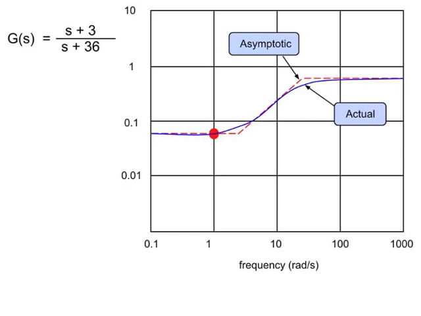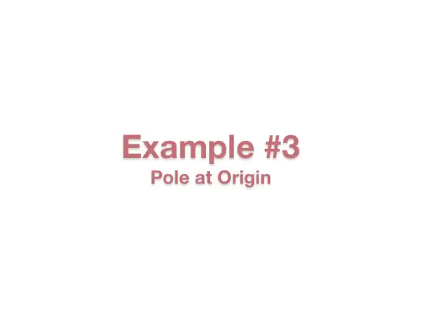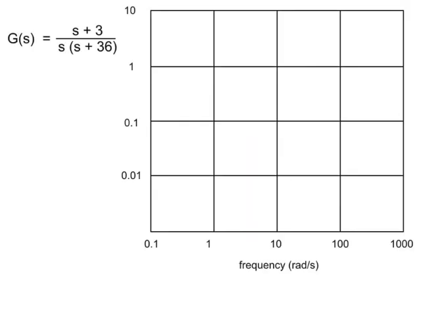Now let's look at another example. And in this example, we'll have a pole at the origin. The transfer function for example number 3 is G(s) equals (s+3) divided by s times (s+36). So you see we have the zero at -3 and the pole at -36 that we saw in the last example. But we also have a pole at the origin.